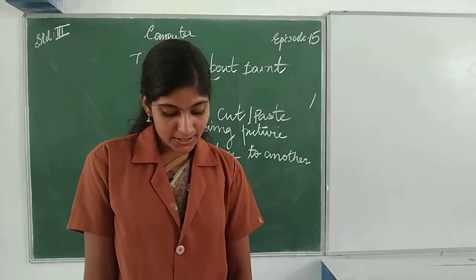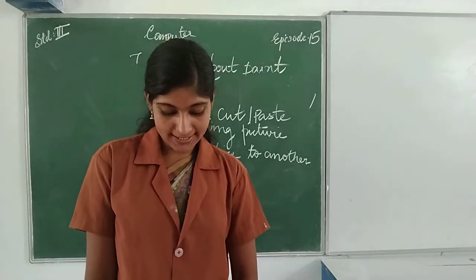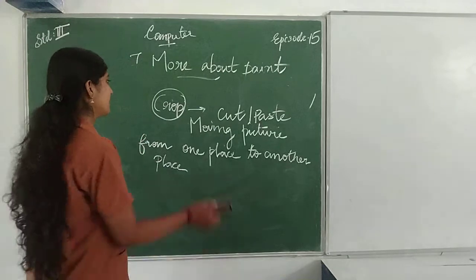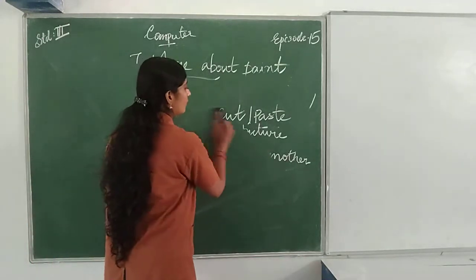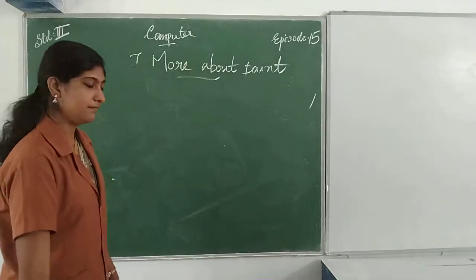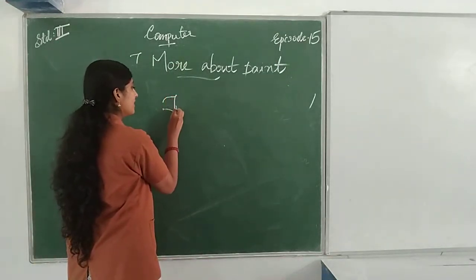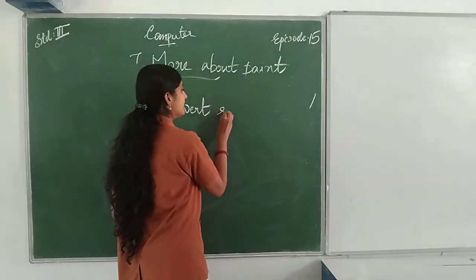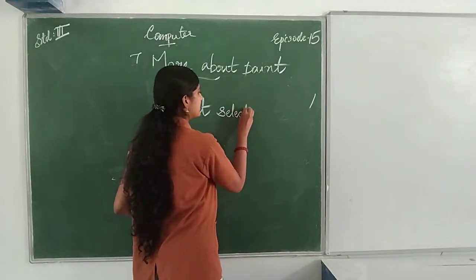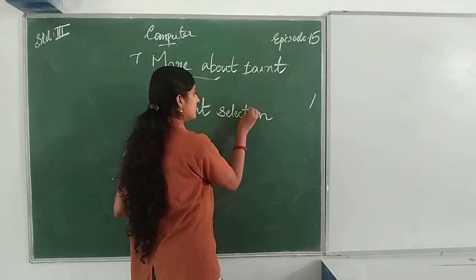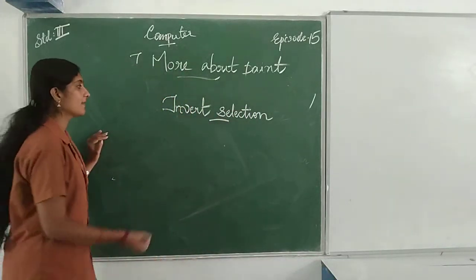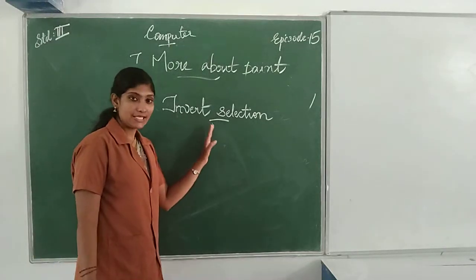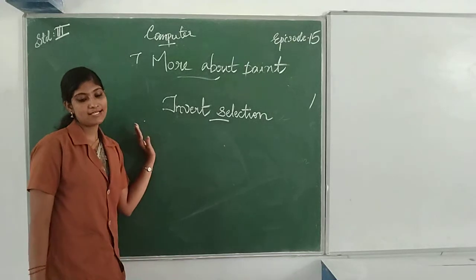Then the sixth one: to select everything in the picture except the currently selected area, click invert selection. So the next one is invert selection. What is invert selection? Invert, I-N-V-E-R-T, invert selection, S-E-L-E-C-T-I-O-N, selection. Invert selection means what? To select everything in the picture except the selected area.